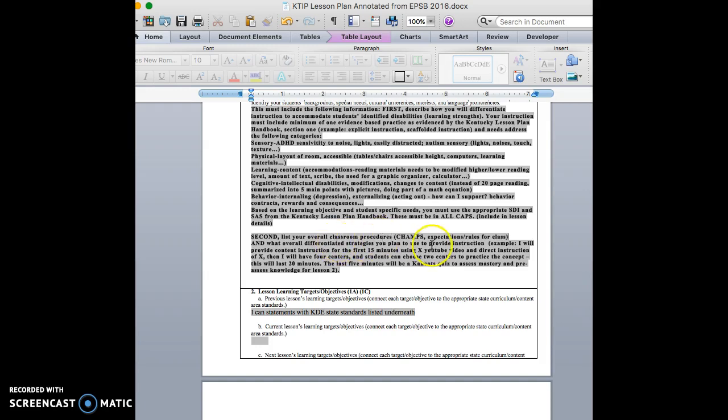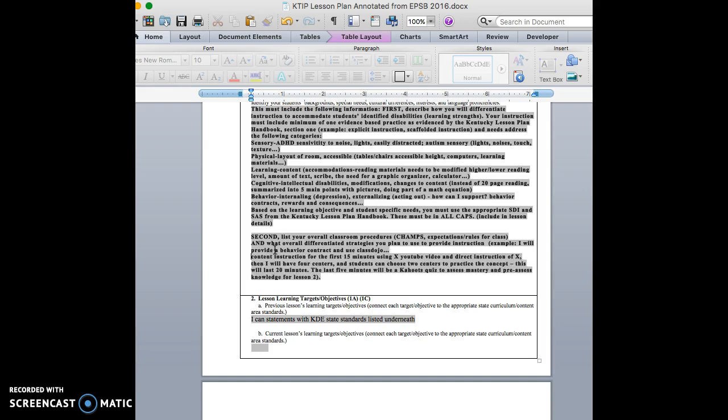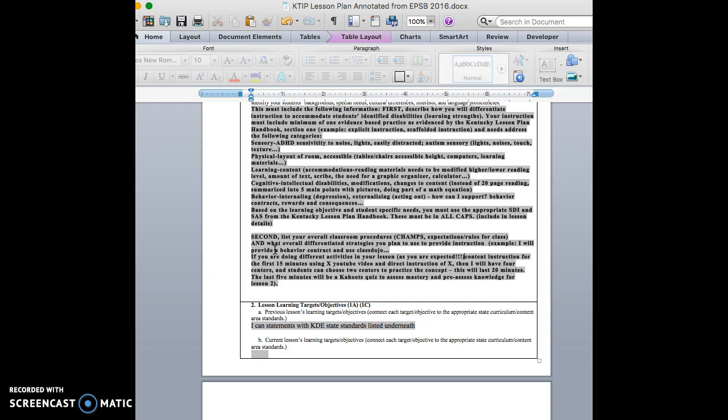And then you're going to look at differentiated strategies. So you might have added in, I will provide a behavior contract and use Class Dojo. So you want to specifically lay that out. And then this next part, if you are doing different activities, which you should, in your lesson, as you are expected, lay out different procedures for these areas.